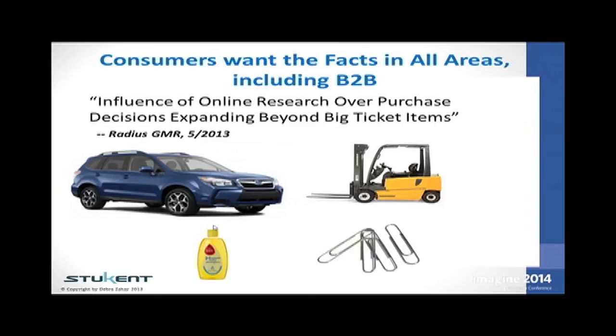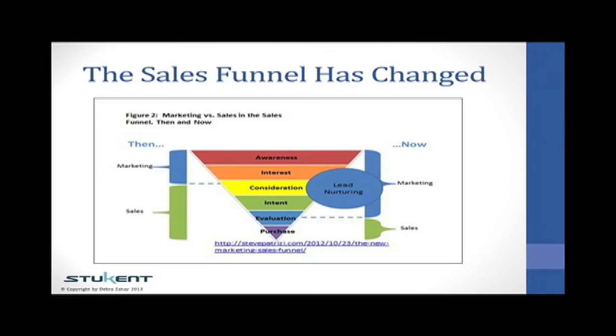So customers want the facts in all areas, and it's not really limited to business or business to consumer. It's not really high ticket versus low ticket items. People used to really research a car, not necessarily look at something like shampoo, but they have the ability to do research in all these areas now. Definitely for heavy machinery, people would do research in B2B, but now even buying paper clips and comparing them, you can do this over the internet quite easily.